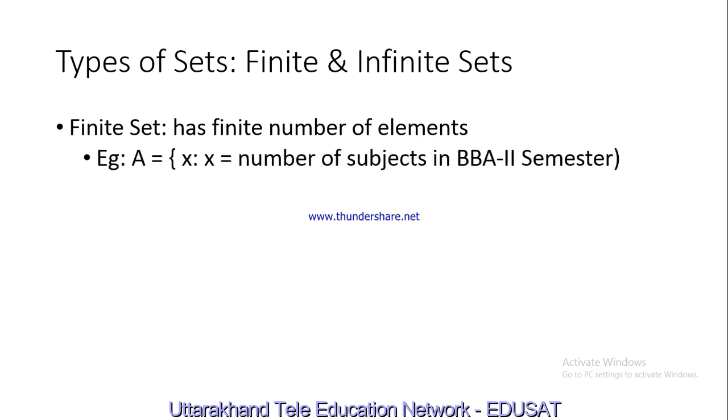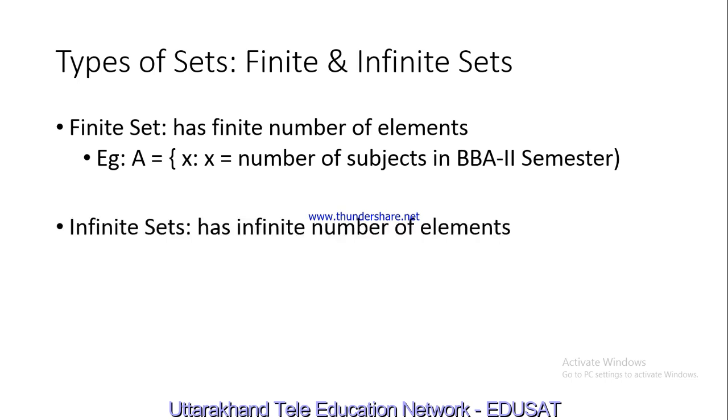A = {x such that x is a subject in BBA second semester}. So how many subjects are there? There are 6 subjects. So this is a finite number, and that is why this is a finite set. Or let's say the number of boys in BA third year. Again, this would be a finite number, and that is why these would be finite sets.